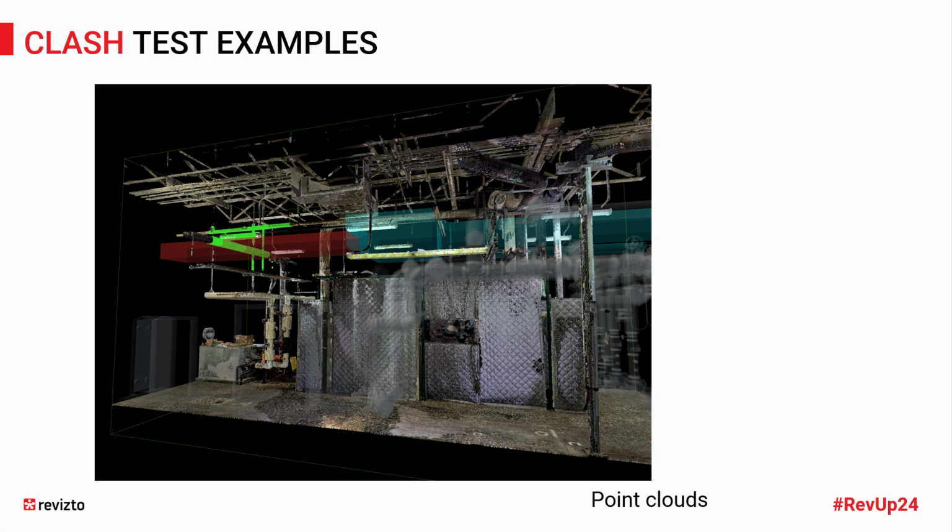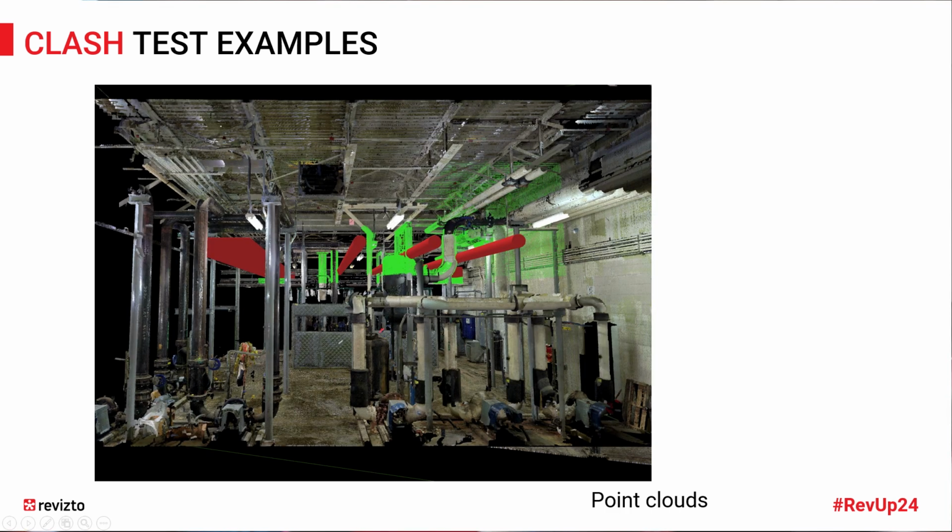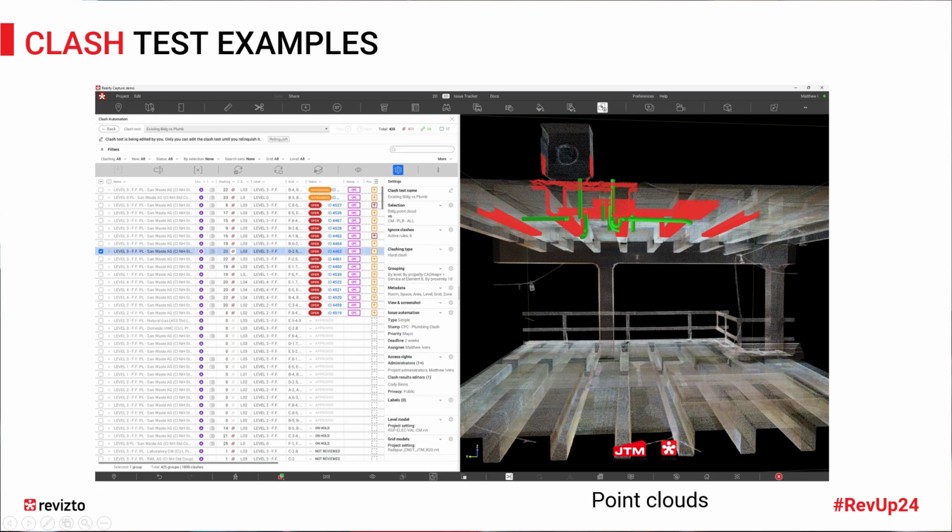This is just showing you some test examples now that I walked you through the clash setup. These are some of the tests that you can run. This would be a point cloud clash test. You can see this does issue automation as well, A and B. A is the structure, B is the plumbing, and it's mapped to plumbing in the issue automation.